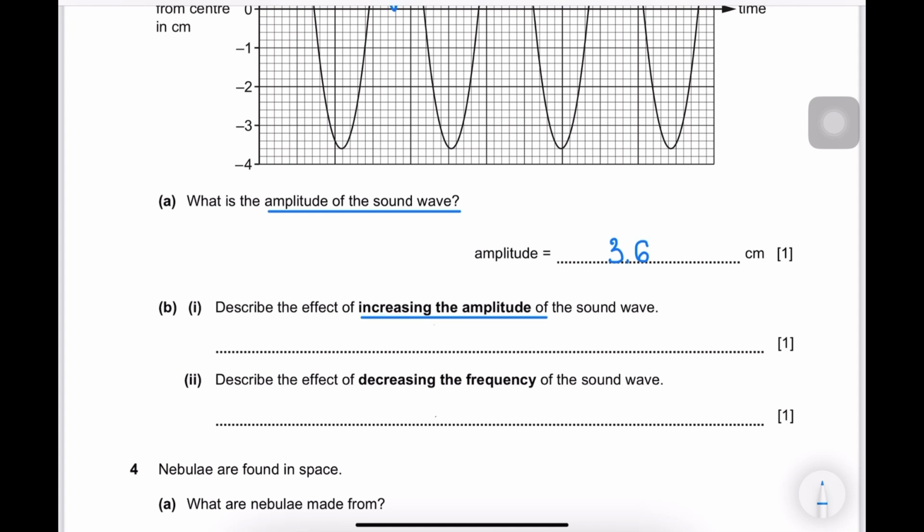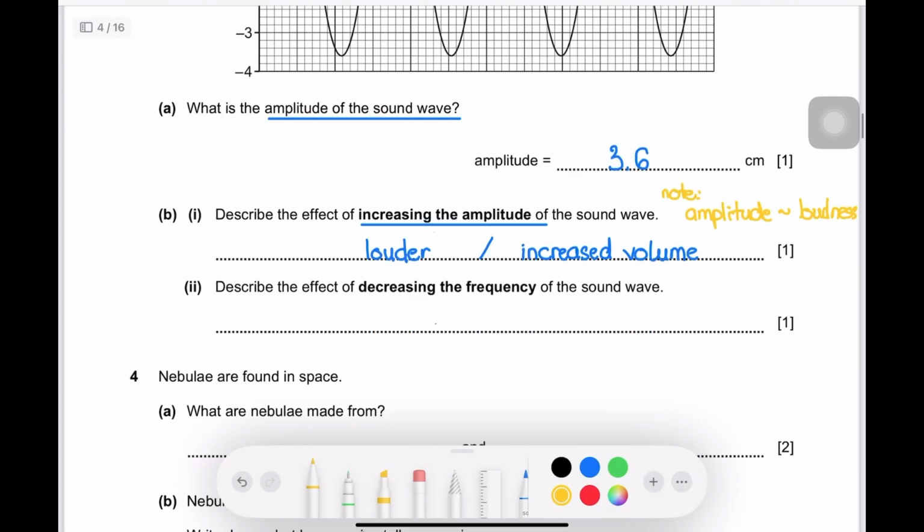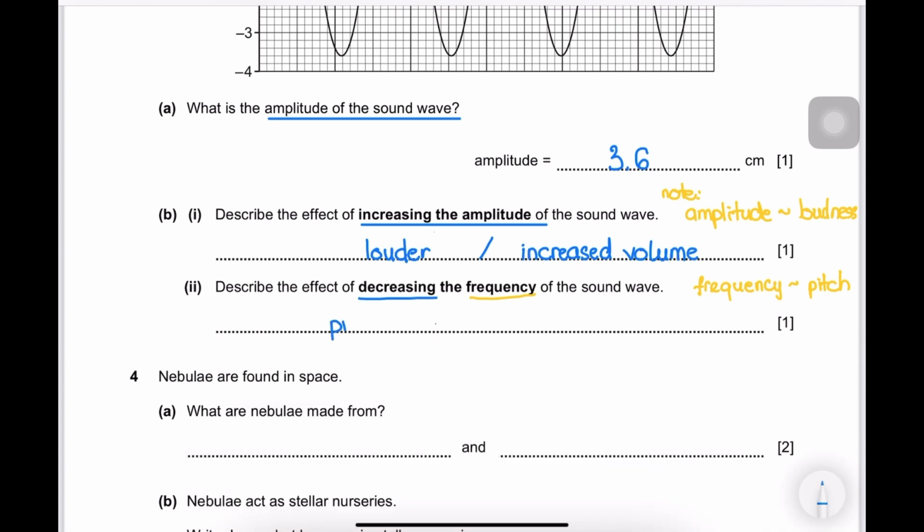B. I. Describe the effect of increasing the amplitude of the sound wave. As amplitude increases, the loudness of the sound also increases. II. Describe the effect of decreasing the frequency of the sound wave. Frequency is the number of waves that pass a point in 1 second. If we decrease the frequency, the pitch of the sound also decreases.